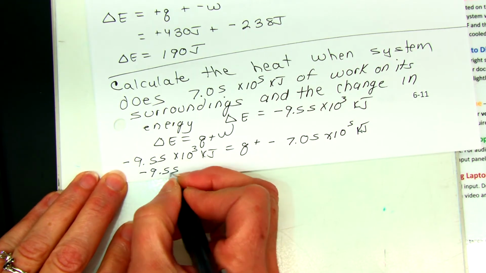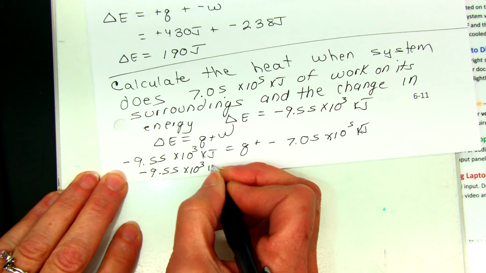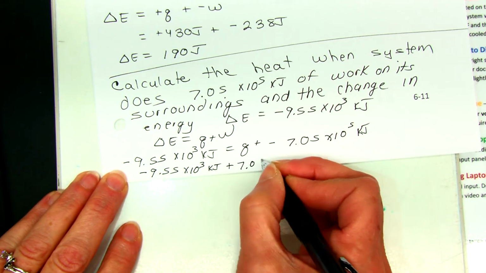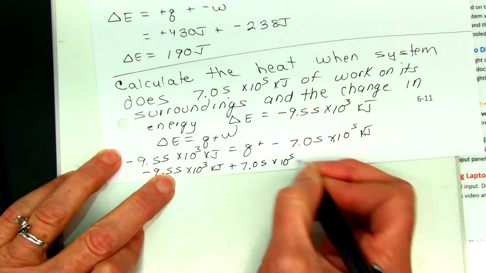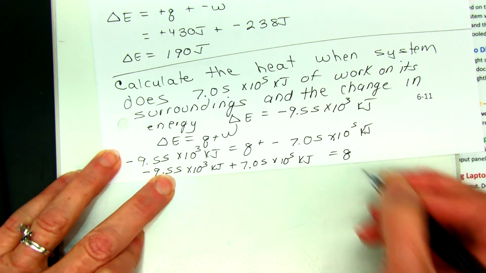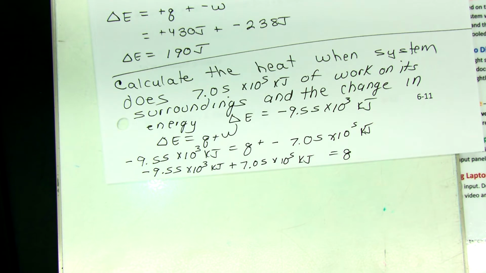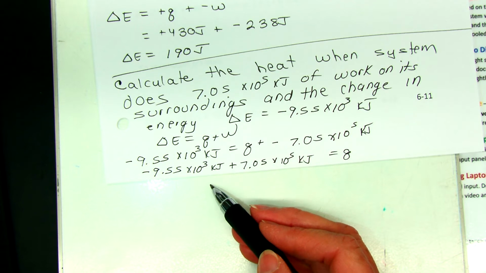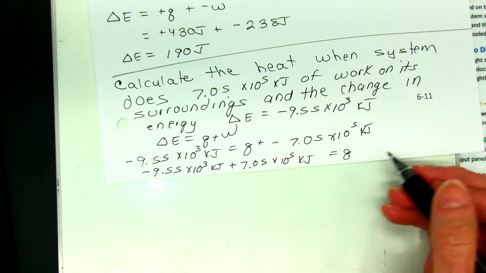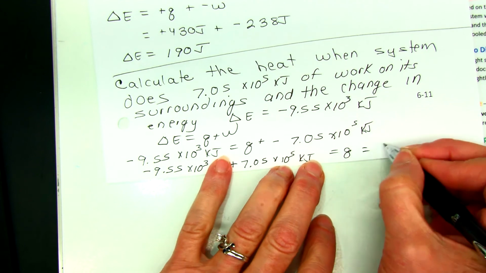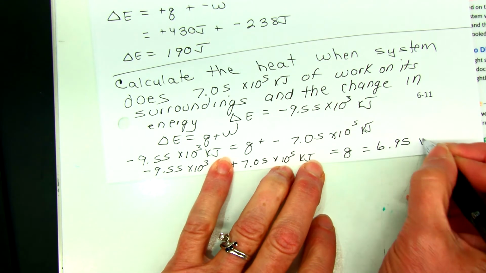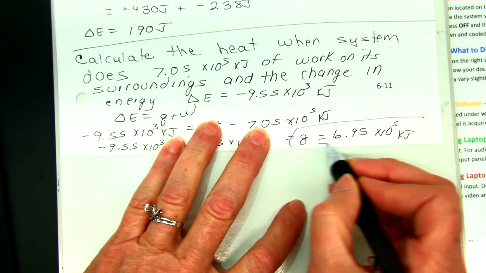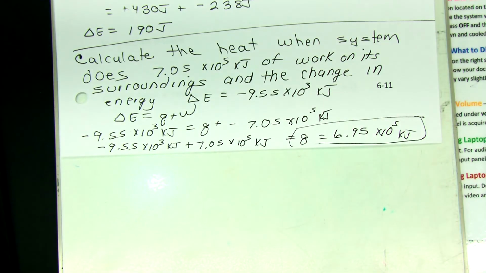Negative 9.55 times 10 to the third kilojoules plus, adding this to both sides, 7.05 times 10 to the fifth kilojoules is equal to Q. Now, you can do this on your calculators, but sometimes I will just change this so that they both are in the same exponent to be better able to handle sig figs. And we get 6.95 times 10 to the fifth kilojoules. So you do have to be mindful of the sig figs, and we can keep 3. So the heat is positive in this case, not negative.